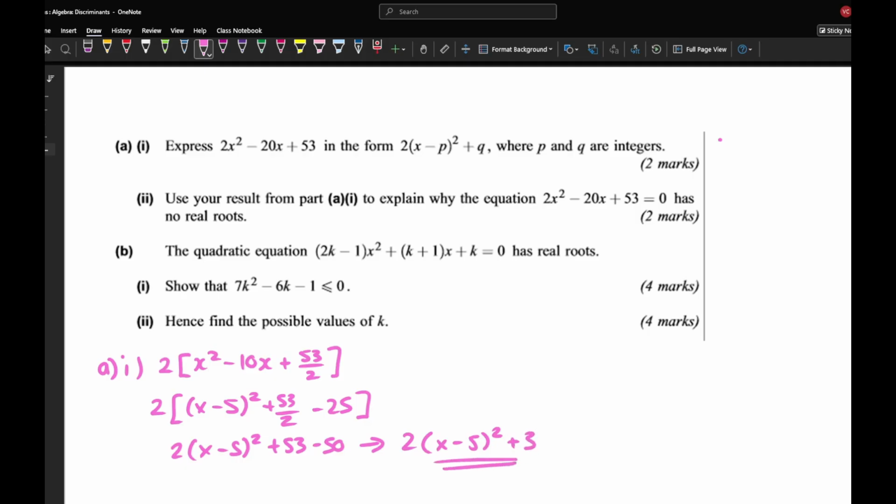It then says use your answer from part ai to explain why 2x squared minus 20x plus 53 equals 0 has no real roots. So there's a couple of ways in which you could answer this. So from this, we've got a minimum point at 5, 3, which is above the x-axis. So therefore, it's got no solutions.